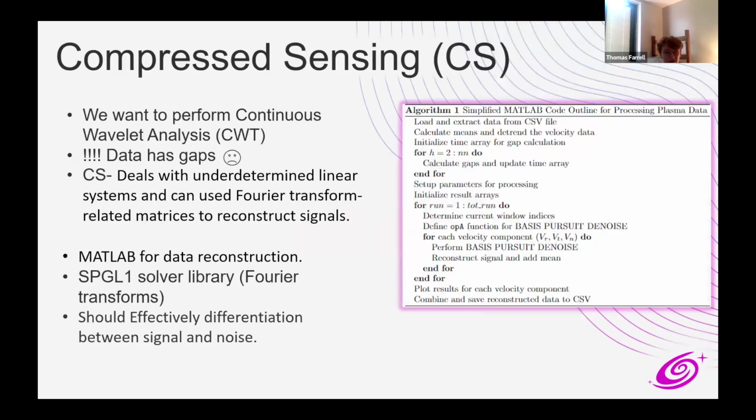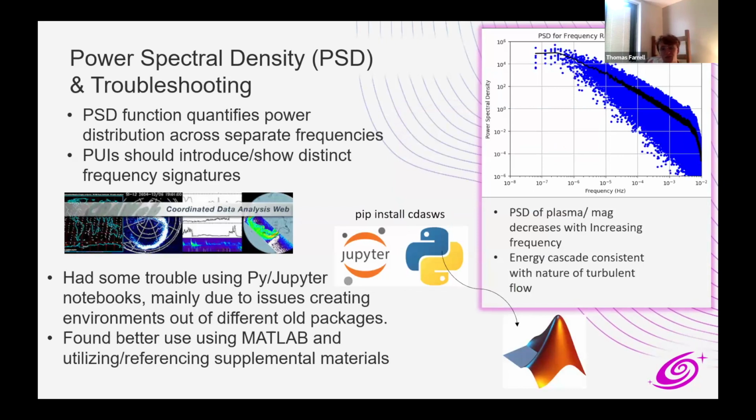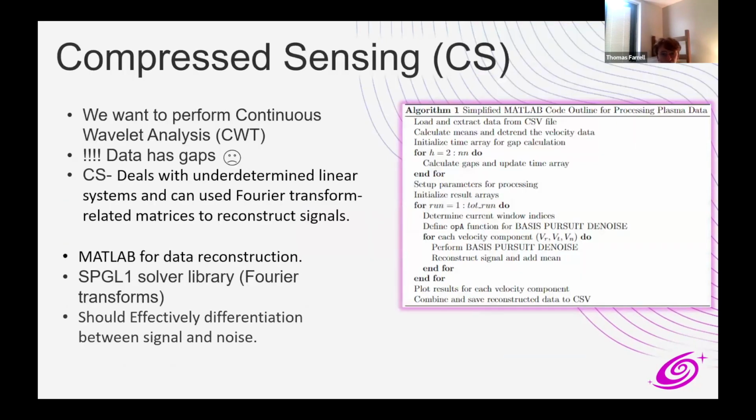Next we wanted to perform a wavelet analysis, or get a scalogram from this data to see frequency and time dependence. We wanted to do a continuous wavelet analysis, but the data had gaps, as previously mentioned. So we wanted to perform compressed sensing. And this I wrote up in MATLAB, using SPGL1, which I think is what Logan was talking about, the Fourier transform. Yeah, it's the Fourier transform we used for this.